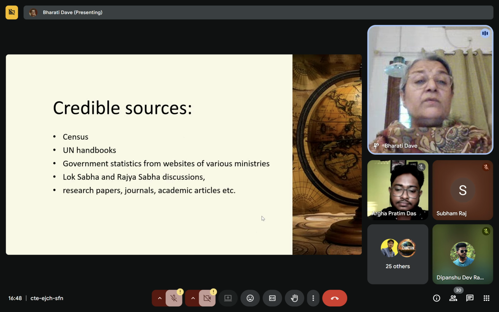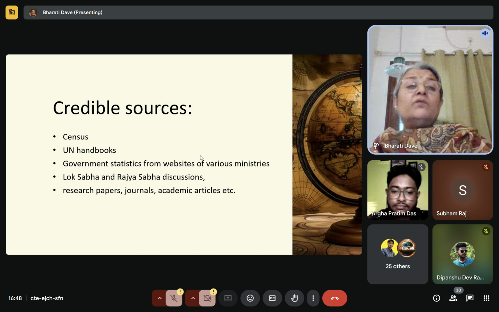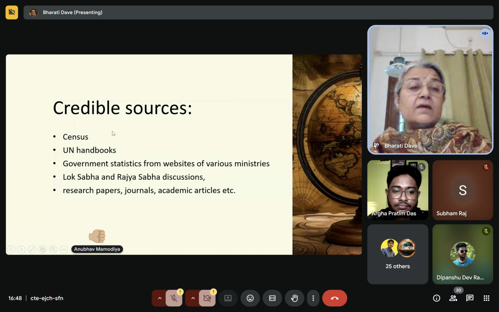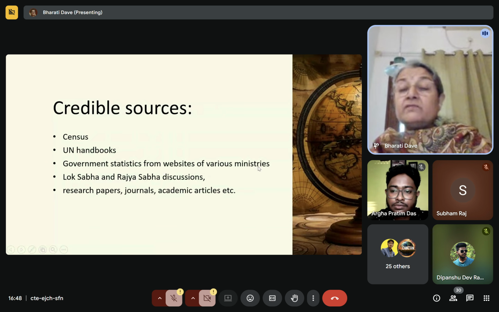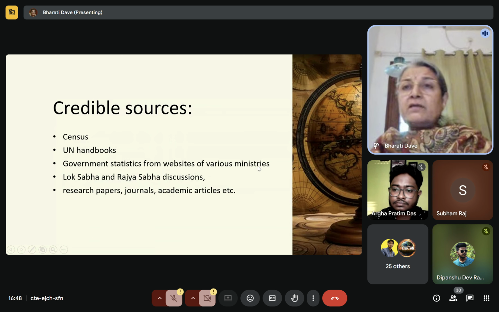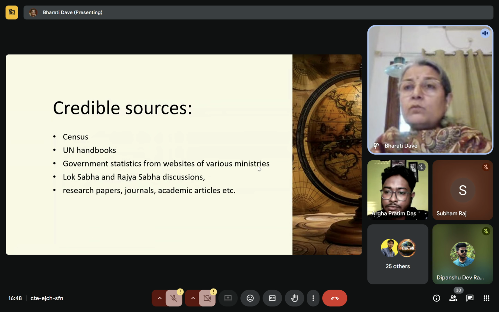And going ahead with this, credible sources क्या होते हैं? Example है credible sources का: Census of India, United Nations handbooks, even their websites, government statistics from websites of various ministries, Ministry of Environment, Ministry of Agriculture. उनकी website पे जाओ, वो सारा उनके पास जो होता है वो होता है.